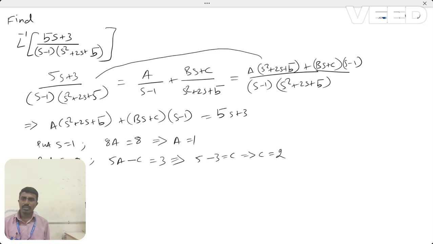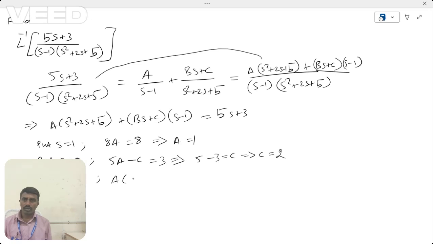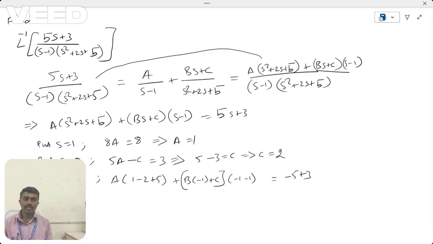Similarly, now put any arbitrary value for s, then you get the value of B. If you put s equal to minus 1 here, then A into minus 1 the whole square is 1, 1 minus 2 plus 5, plus B into minus 1 plus C into minus 1 equal to minus 5 plus 3.